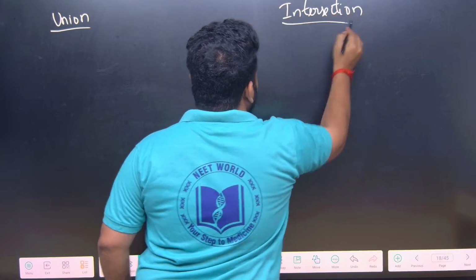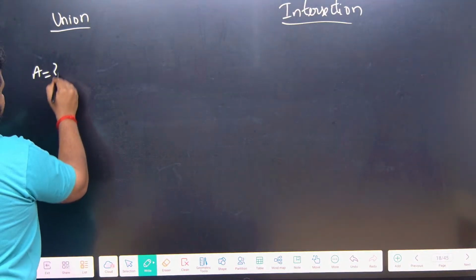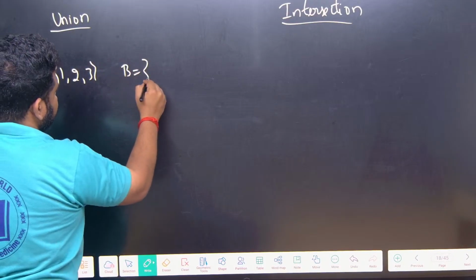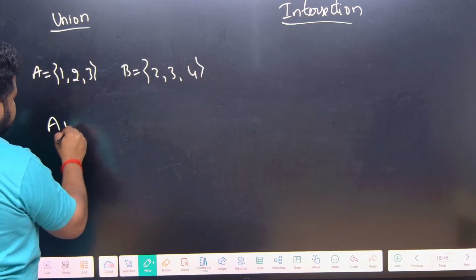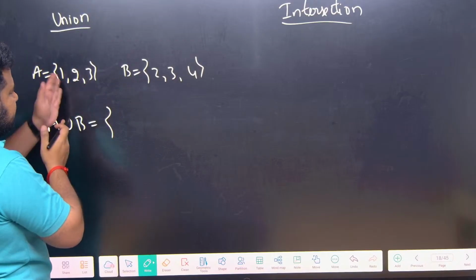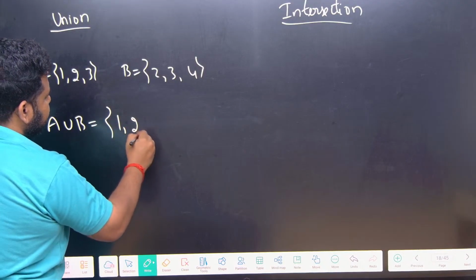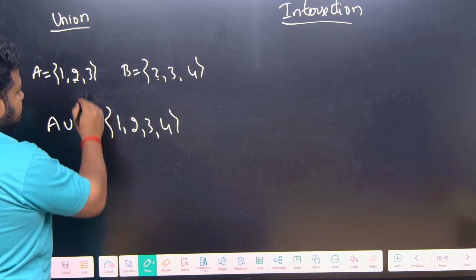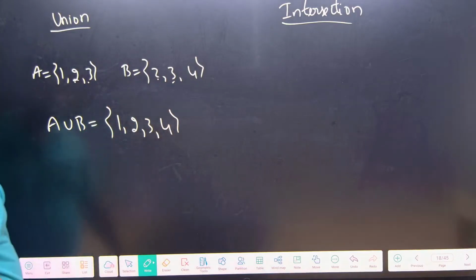Union. Suppose we are having set A given by 1, 2, 3, and set B given by 2, 3, 4. So A union B means you should write all the elements that are there in A and B. But if it is repeating, it doesn't mean that you have to write it 2 times. You have to write it only 1 time. So this will become 1, 2, 3, 4.